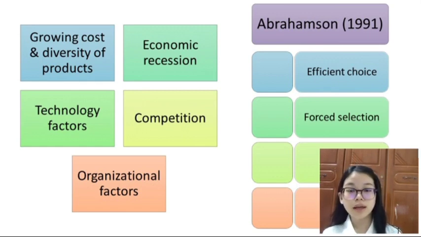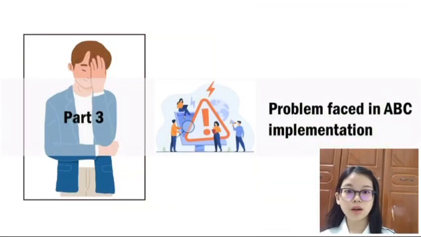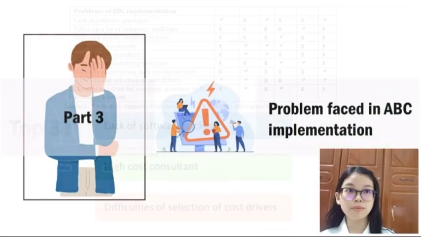Not only that, the organizational factors such as organization size, industry type, and the importance of cost information also have a role in motivating the implementation of the ABC system. For additional information, Abrahamson has classified these factors into 4 perspectives, which are efficient choice, forced selection, threat, and fashion. Lastly, I will briefly talk about the problems faced in ABC implementation.